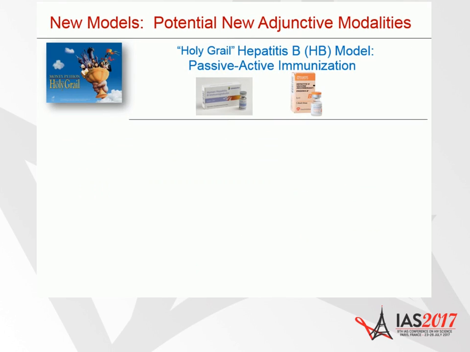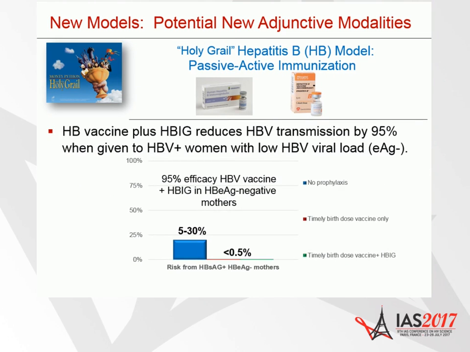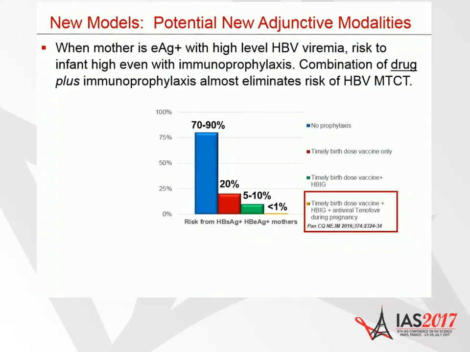And let's look at our holy grail of hepatitis B passive active immunization. If you take hepatitis B vaccine plus HBIG, you can reduce transmission by 95% in women who have a low hepatitis B viral load, E antigen negative, from 5 to 30% without anything to less than 5% with vaccine or vaccine plus HBIG. However, when the mother is E antigen positive and has high-level hepatitis B viremia, the risk to the infant is high even with immunoprophylaxis. So you go from 70 to 90% without anything to 20% with vaccine to 5 to 10% with vaccine and HBIG.